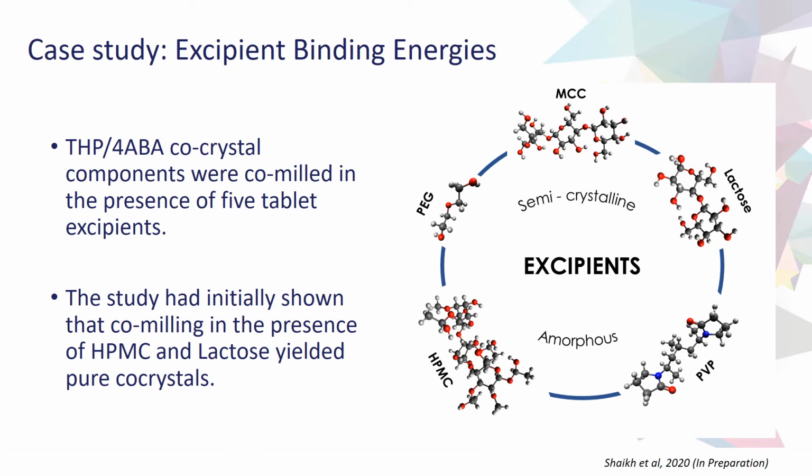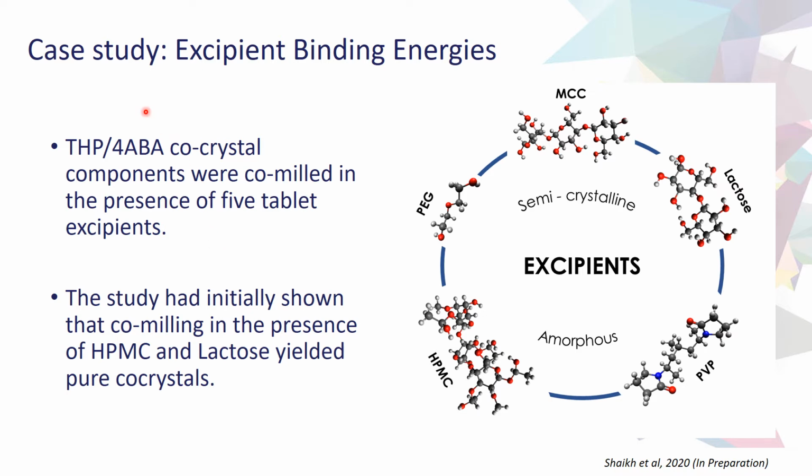So in this case study, we were looking at the drug THP, which is used in therapy for respiratory diseases such as COPD and asthma. And this was being co-crystallized in the presence of 4-ABA, which is 4-amino-benzoic acid. And again, that's a common co-former molecule that's been approved for co-crystallization with other drugs, such as antibacterial drugs.